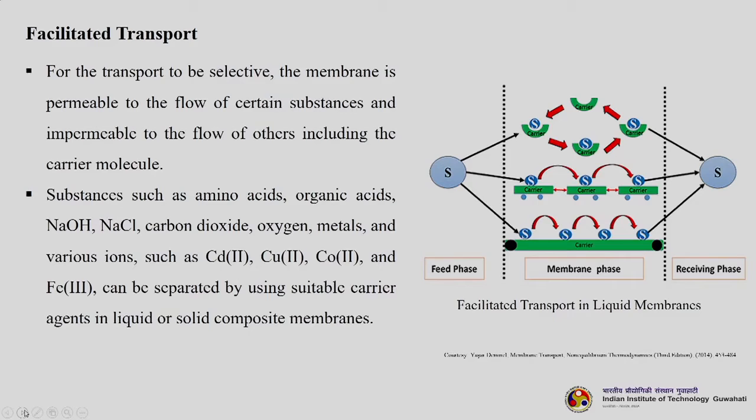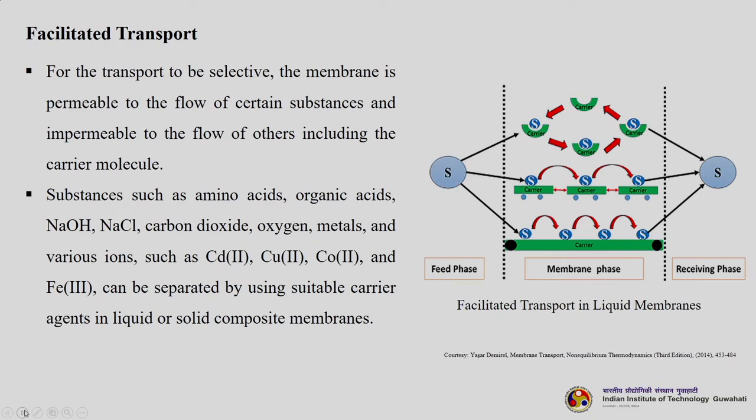For the transport to be selective, the membrane is permeable to the flow of certain substances and impermeable to the flow of others, including the carrier molecule. Now, the carrier should be such that its association and dissociation rate should be very high for the solutes, and it should remain inside the membrane, it should not come out of the membrane. So, substances such as amino acids, organic acids, sodium hydroxide, sodium chloride, carbon dioxide, oxygen, metals and various ions such as cadmium, copper, cobalt and iron can be separated by using suitable carrier agents in liquid or solid composite membranes.